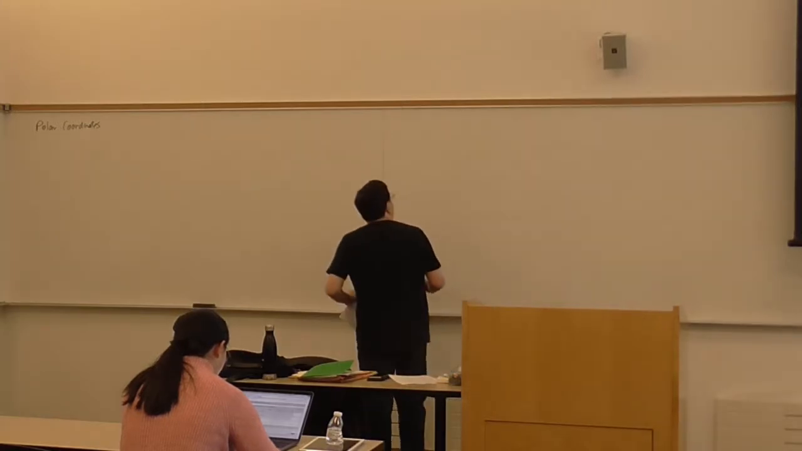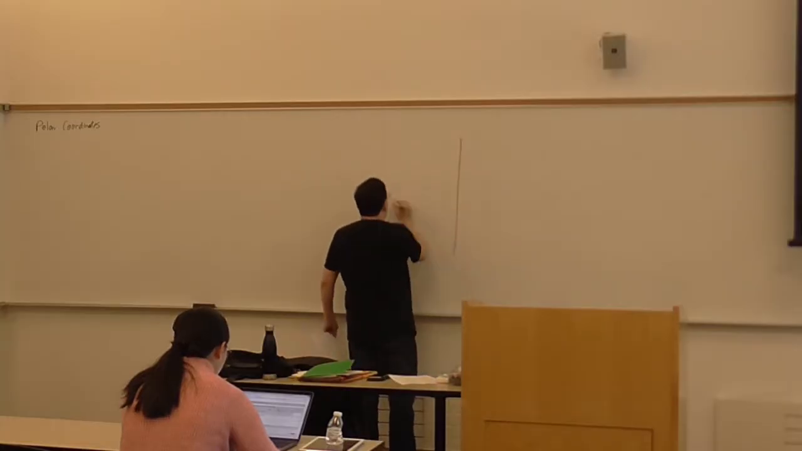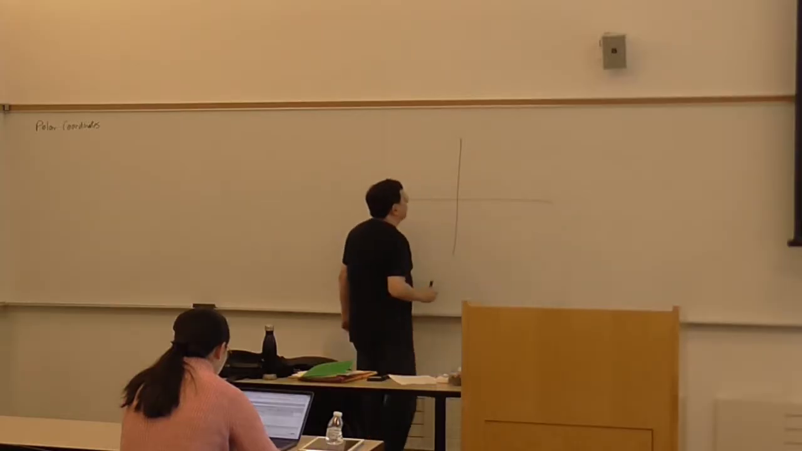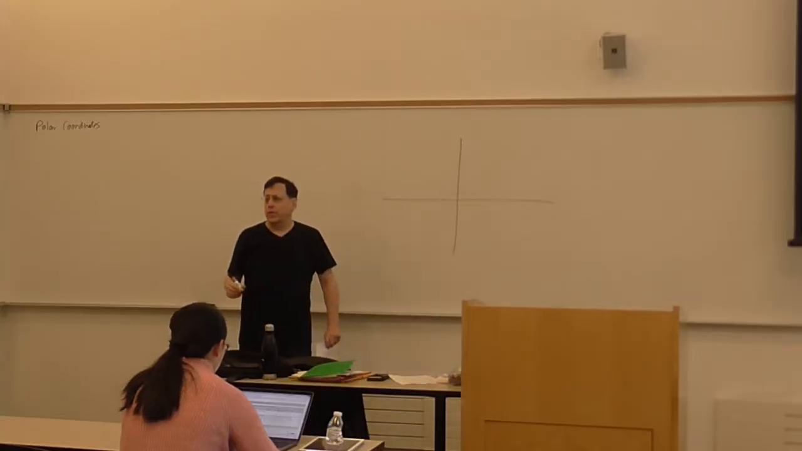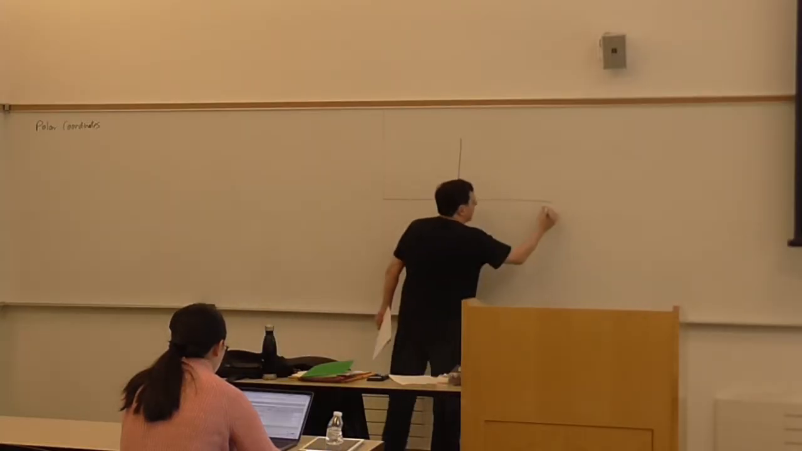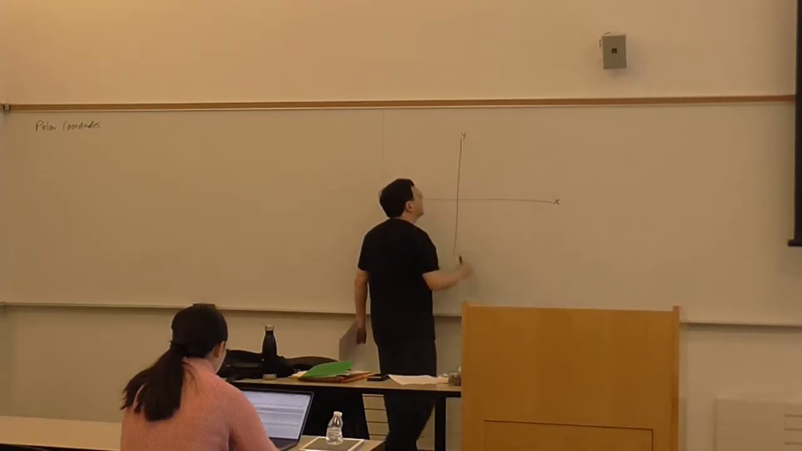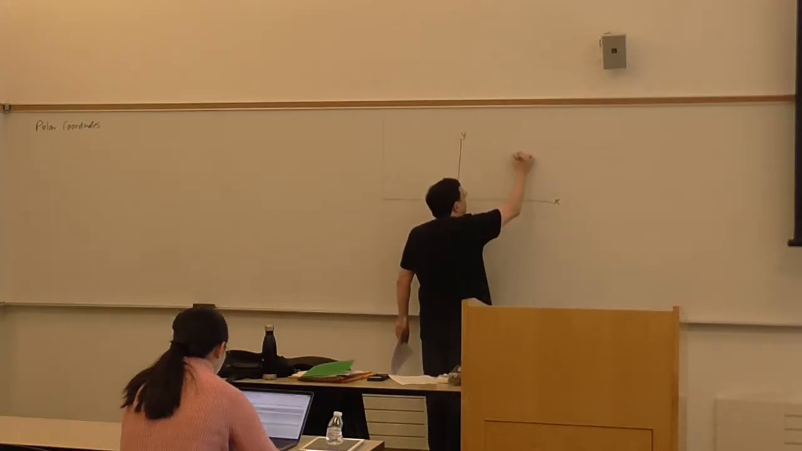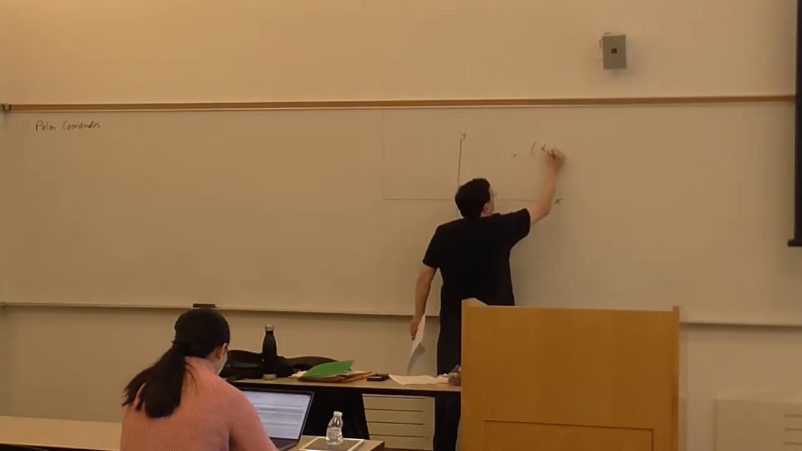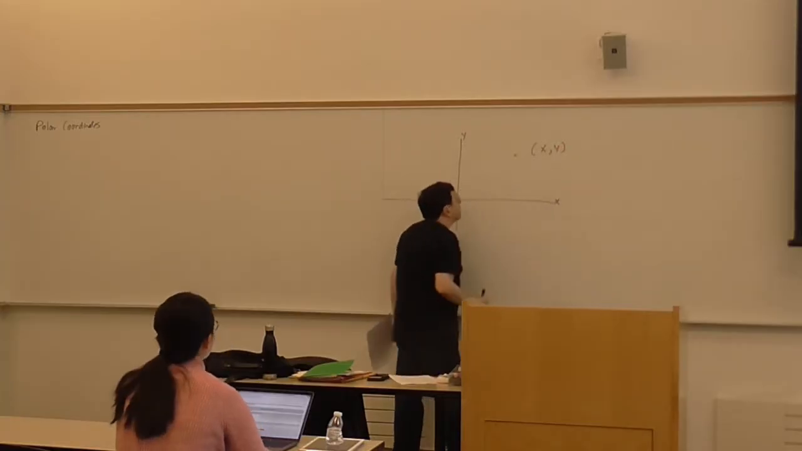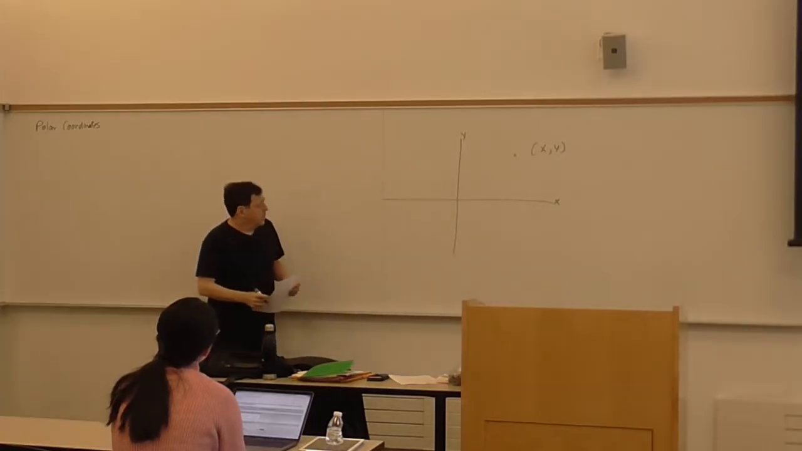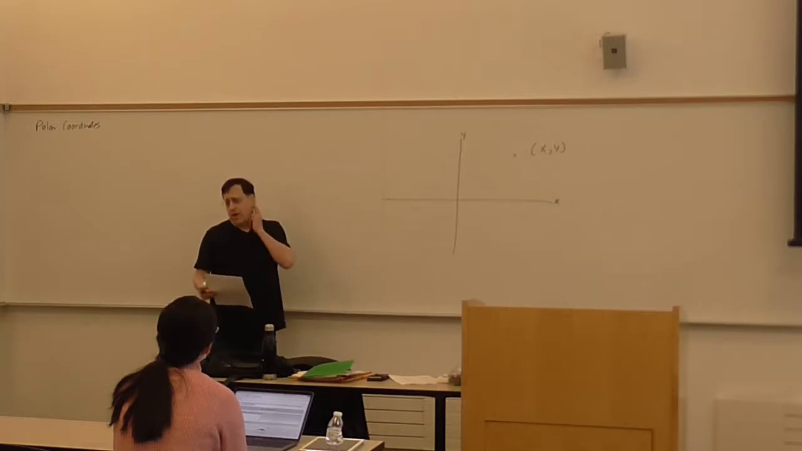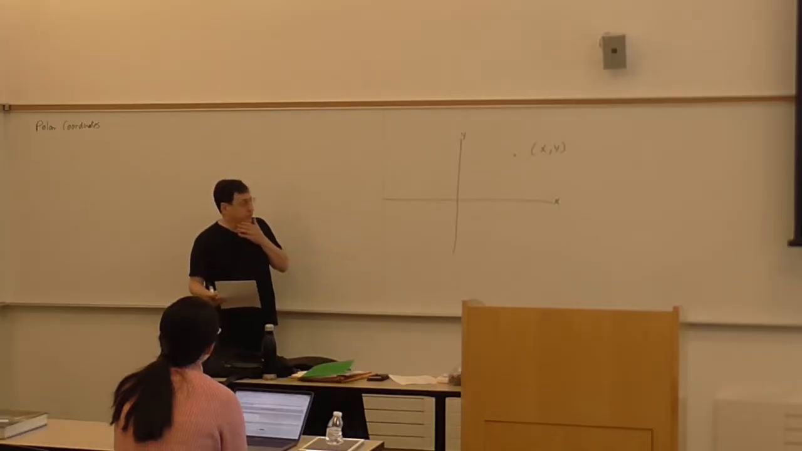So, what are polar coordinates? Well, the coordinate system we're used to is called the Cartesian coordinate plane. It's the XY plane. And each point on the plane has an X coordinate and a Y coordinate. There are actually many ways to describe a point on a plane using different coordinate systems.